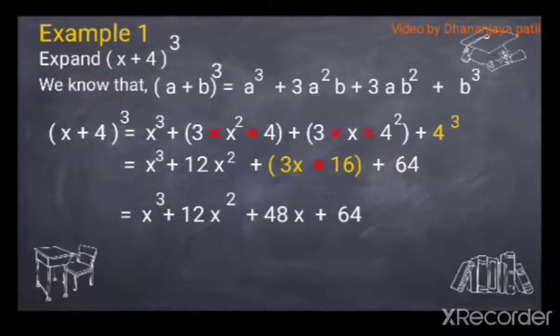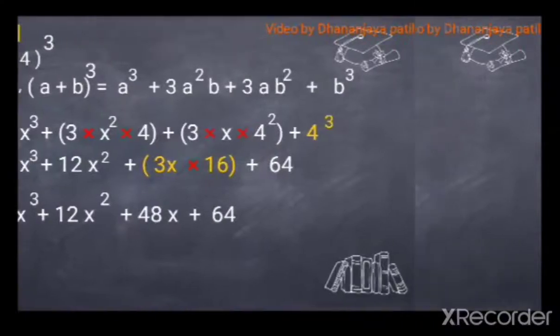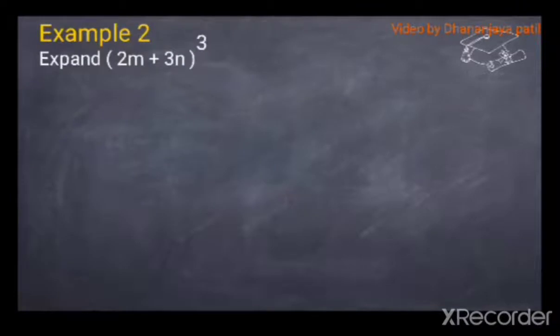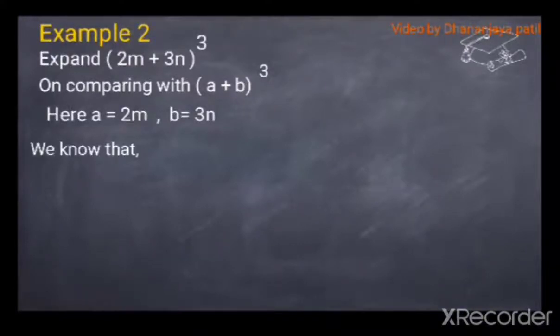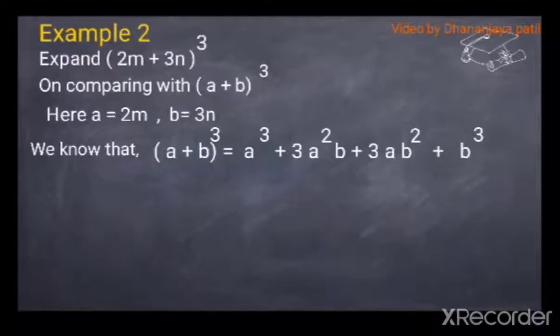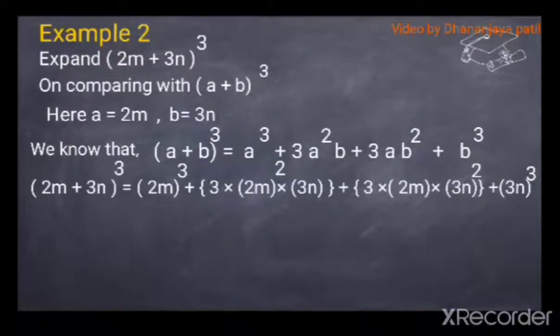Let's solve one more example dependent on this expansion. (2m plus 3n) bracket cube. Again, this expression is in the form of (a plus b) cube. So again, on comparing with (a plus b) cube, we will get the values of a and b. We know the expansion of (a plus b) cube. Substitute all values in this expansion, and we will get this step.